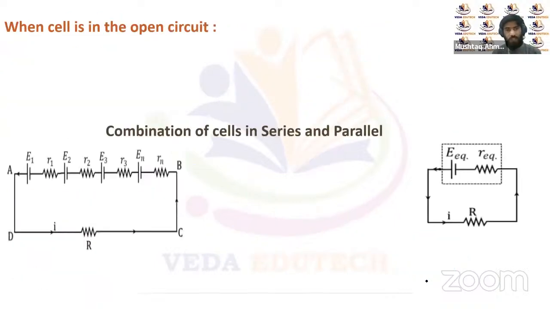So let's discuss the third case as well, when the cell is in open circuit. We just defined that the current is equal to epsilon upon R plus r. When the cell is in the open circuit, there will be no current flowing. The current will only flow when the circuit is closed. If the circuit is open, then the current flowing through the circuit will be equal to 0.